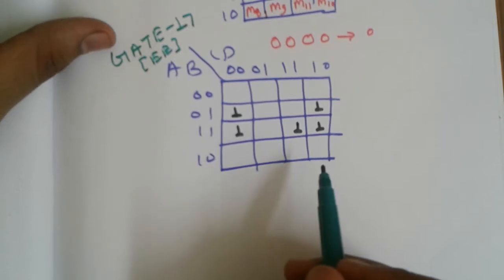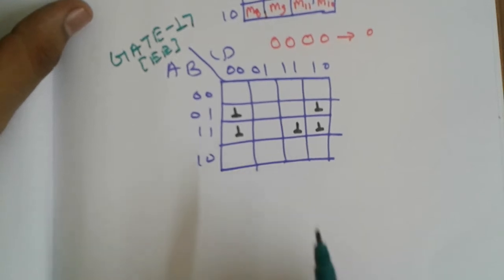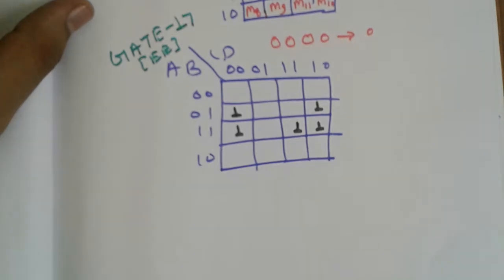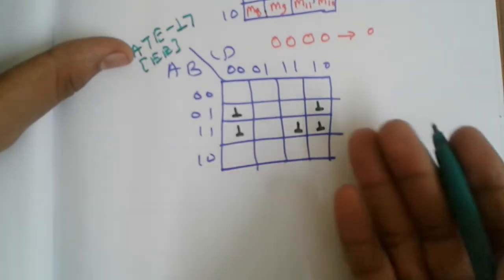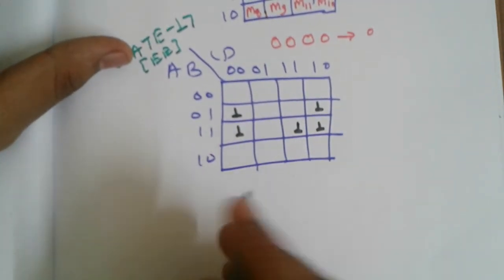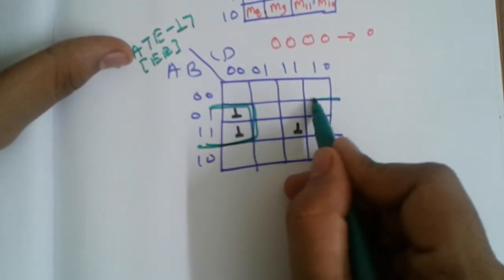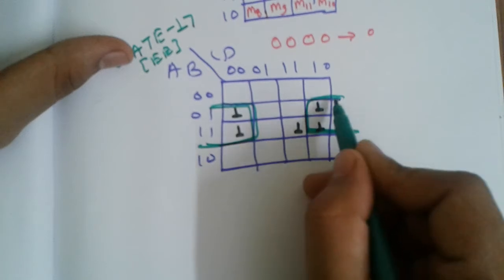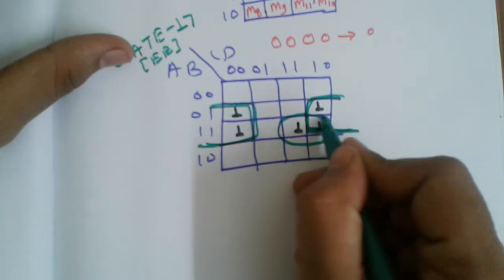So how will we calculate? I have already said that we have to go for the maximum possible grouping. Firstly we check if there is any possibility to make an octet, then a quad, then a pair, otherwise a minterm. I have said that we can fold this K-map also. If we fold this, this will make a quad, and we can make this one a pair.